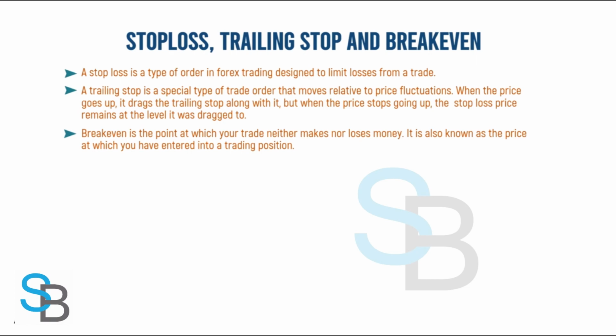So a stop loss is a type of order in forex trading designed to limit losses from a trade. Okay, and then a trailing stop is a special type of trade order that moves relative to price fluctuations. When the price goes up, it drags the trailing stop along with it. But when the price stops going up, the trailing stop price remains at the level it was dragged to.